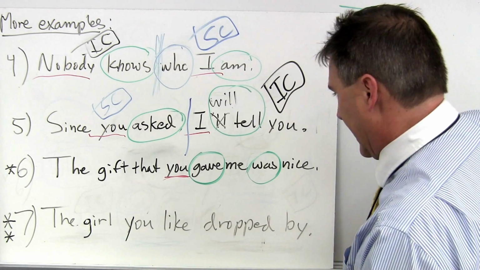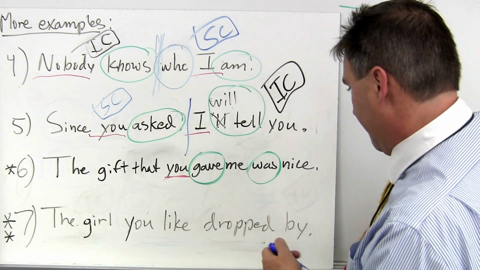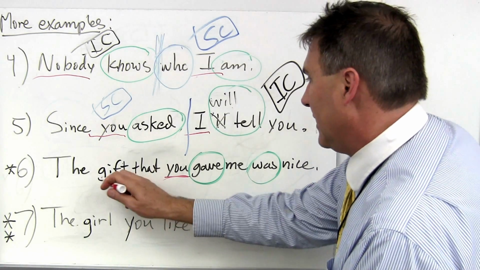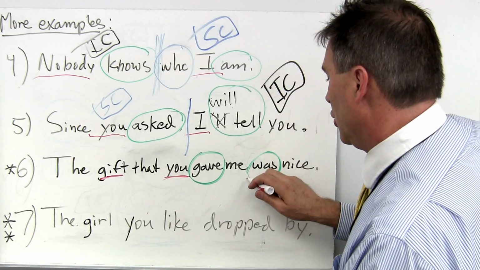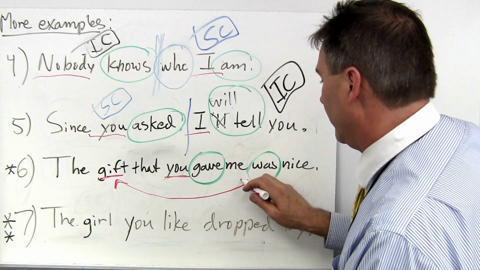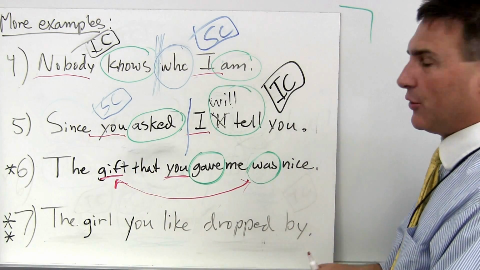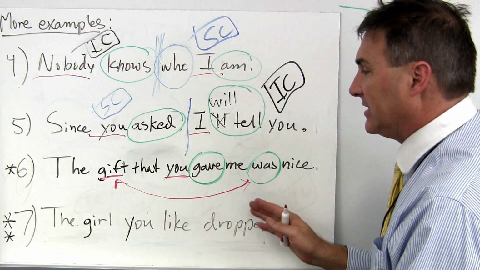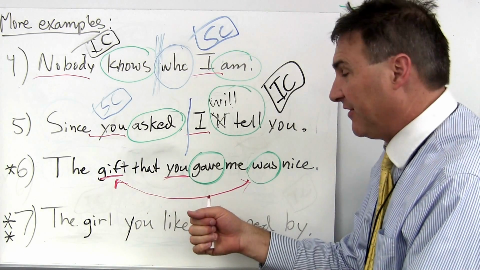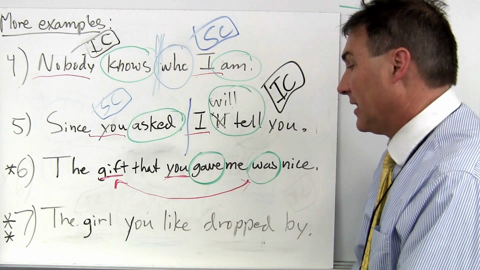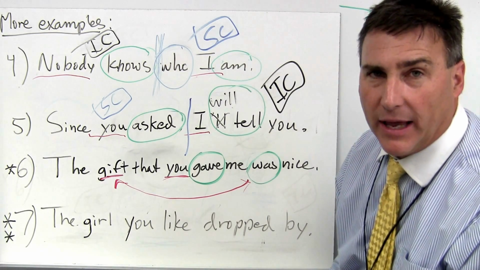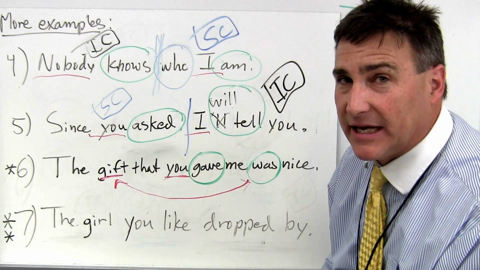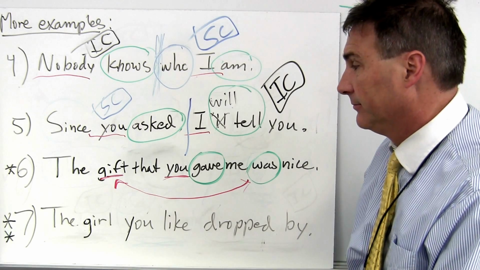So what we're seeing now is that gift is connected to was. What's happened here is we've split a clause. The gift was nice, and stuck up in the middle of it, another clause: that you gave me. By the way, while we're on it, which one contains the subordinator?